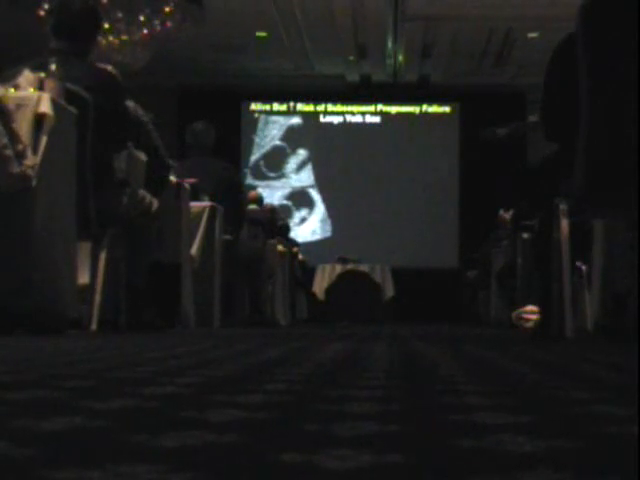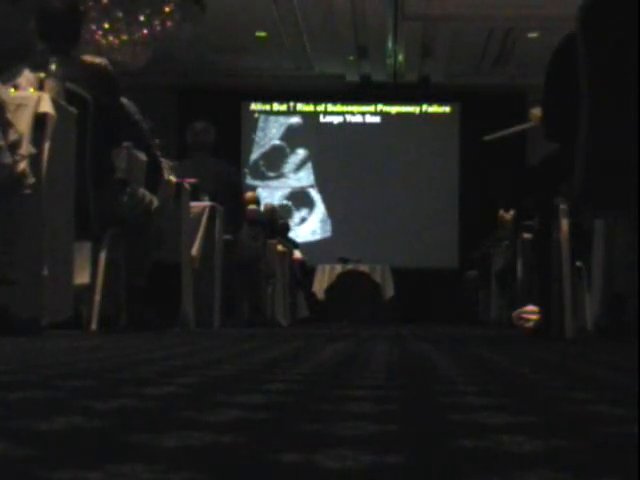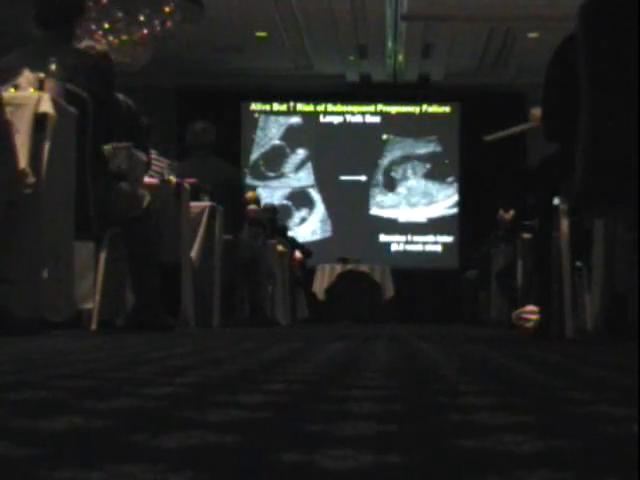Another finding where, even though the fetus is alive today, there's an elevated risk of subsequent pregnancy failure is a large yolk sac. Yolk sac should measure under 6 millimeters. Here it's actually measuring 9 millimeters, if you can read the print. This is at 7 weeks. Normal heart rate at 7 weeks, but a large yolk sac. And on follow-up a month later, it was no longer alive.